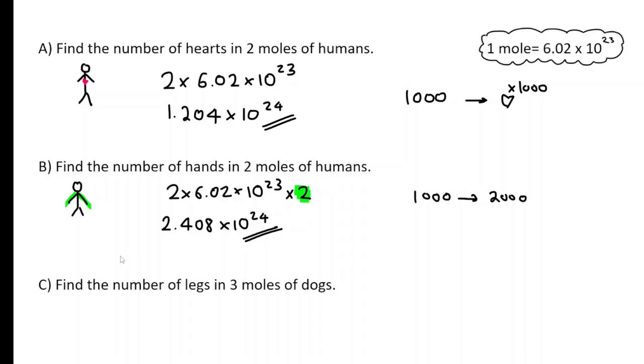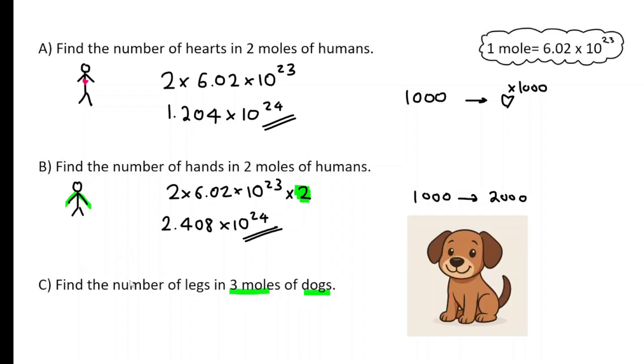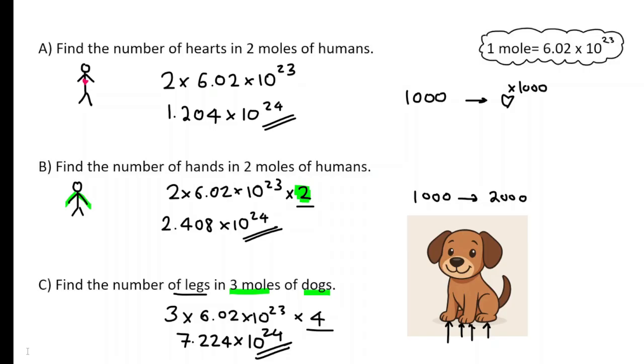Now, part C. Find the number of legs in 3 moles of dogs. Now, this time, 3 moles of dogs, that's 3 multiplied by the Avogadro's constant. However, the question is not the number of dogs. The question is the number of legs in dogs. One dog has 4 legs. What do you need to do? You need to multiply this one by 4. The reason I want to do these dogs and human examples is people usually forget to do this multiplication of 4 and 2. So the answer here is 7.224 times 10 to the power of 24.